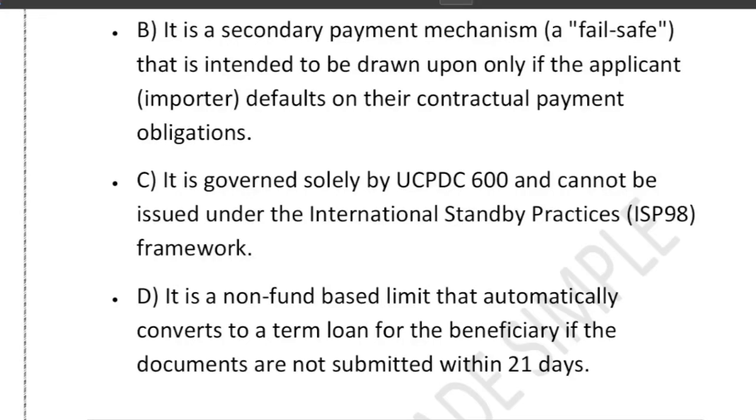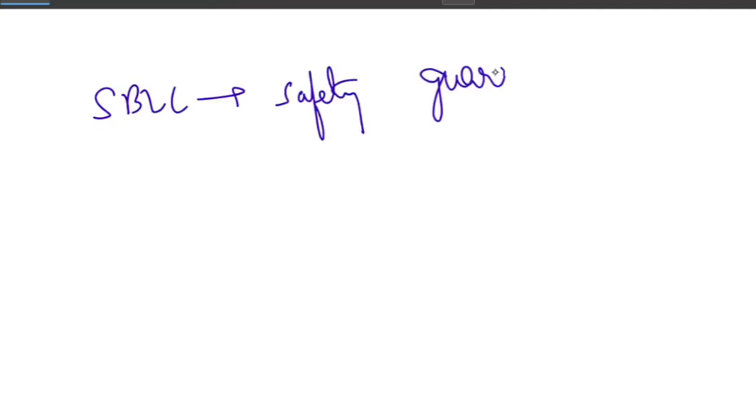Very good question. So let me explain to you in layman's terms what SBLC is all about. You can think of SBLC like a kind of safety guarantee. It is not meant to be used in normal conditions. It is used only when something goes wrong.